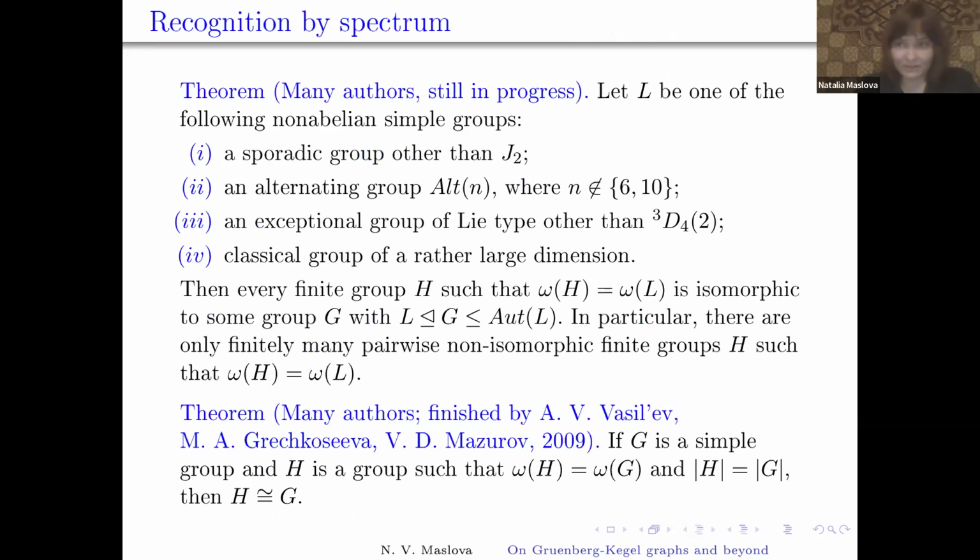And what about recognition by spectrum? Almost all finite simple groups are almost recognizable by spectrum. Moreover, each finite simple group is uniquely determined by the pair of parameters: the spectrum and the order. So it's exactly the situation then. The spectrum is not enough, but if we add the order, then this pair of parameters uniquely determines the group.